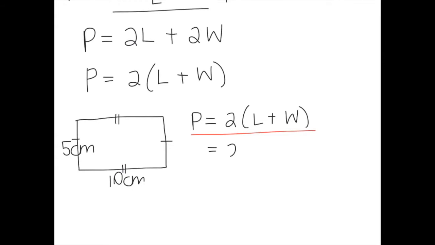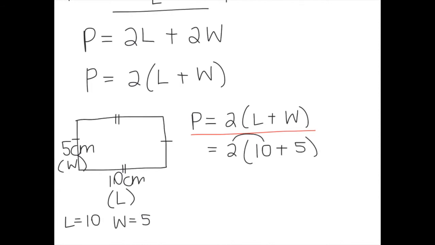So I'm going to go to my length, I'm going to say it's this side, and I'm going to say this is my width. So what I could do down the bottom is L equals 10, W equals 5. So 2 times, my L is 10, and my W is 5. I'm going to go 2 times 10 is 20, 2 times 5 is 10. Add those two up, which gives me 30.